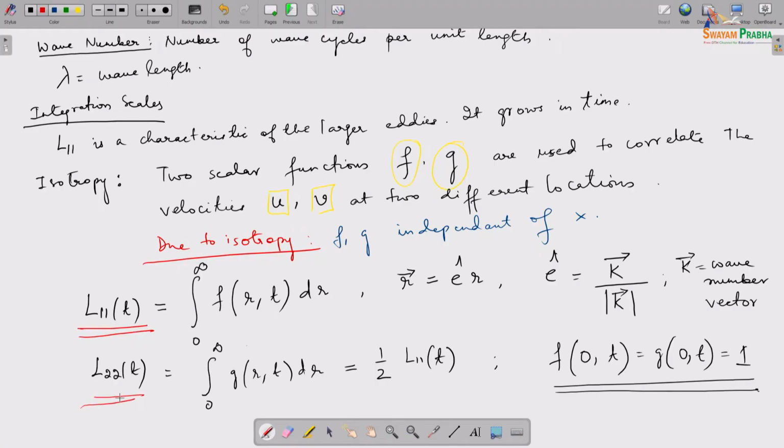First of all, the turbulence is isotropic. This is to make our lives easier. Based on that, we have two scalar functions which will correlate the velocities at two different locations, and then we define these integration length scales L11 and L22. This is in the longitudinal direction, and this is in the transverse direction. These are essentially the length scales.